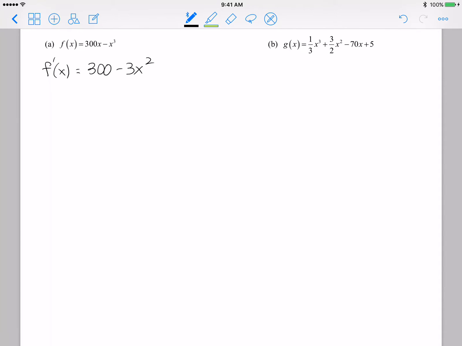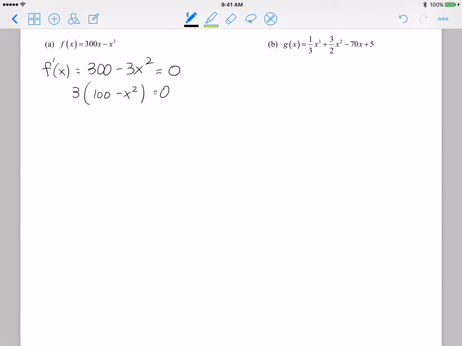Well, that's just a polynomial with no denominators going on, and so because of that, this derivative is going to be defined for all real numbers, and so I don't have any critical points where the derivative is undefined. But if I set it equal to 0, I am going to get a couple of critical points. Okay, so what I'm going to do is factor out a 3 from both of the terms here, so that's going to leave me with 100 minus x squared equals 0.